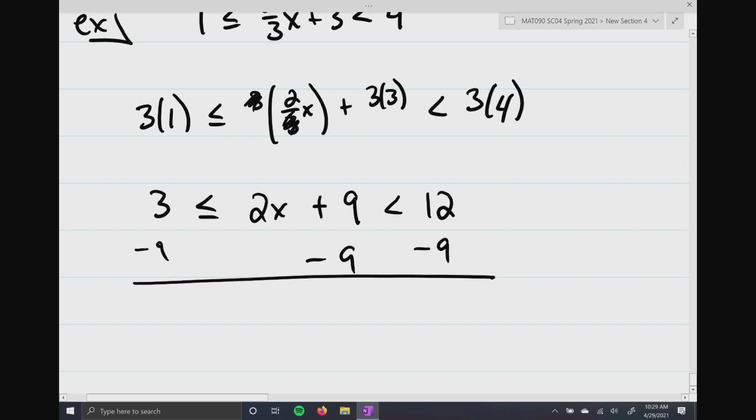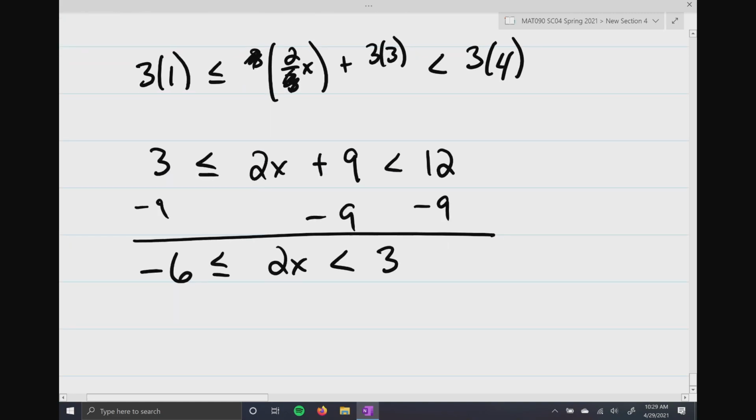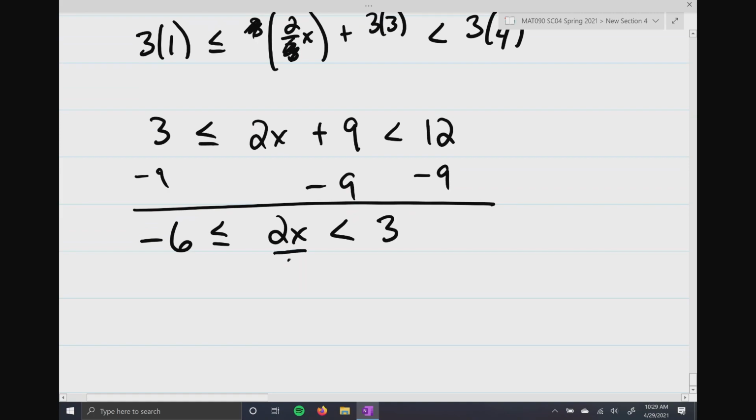From here, I subtract 9 from everything. On the far left, 3 minus 9 is negative 6. In the middle, you have 2x. On the far right, 12 minus 9 is 3. Last move, I divide everything by 2 to give me negative 3 is less than or equal to x, which is less than 3 over 2. It's not a nice number, but that's okay.